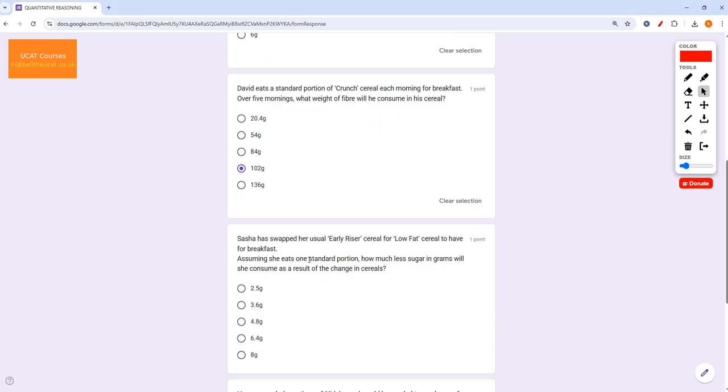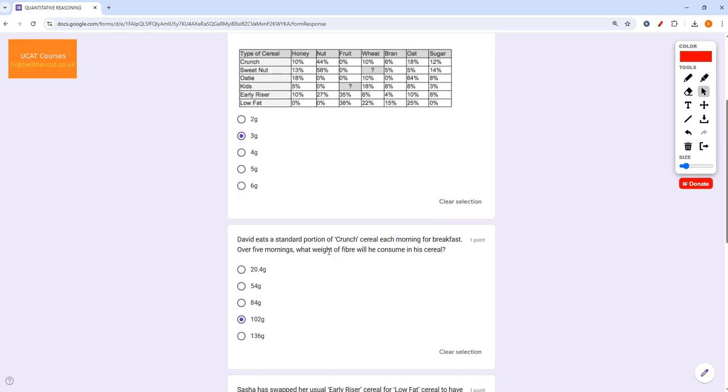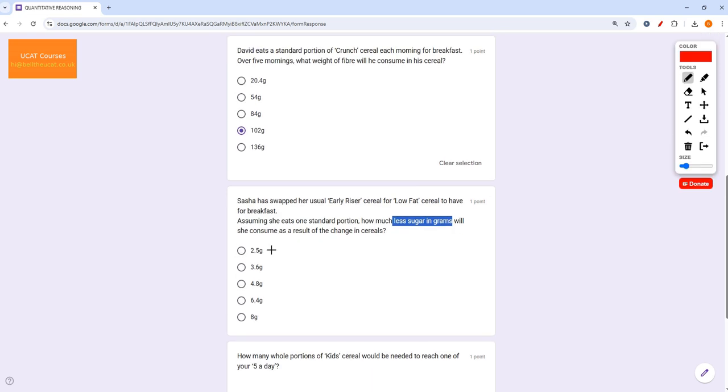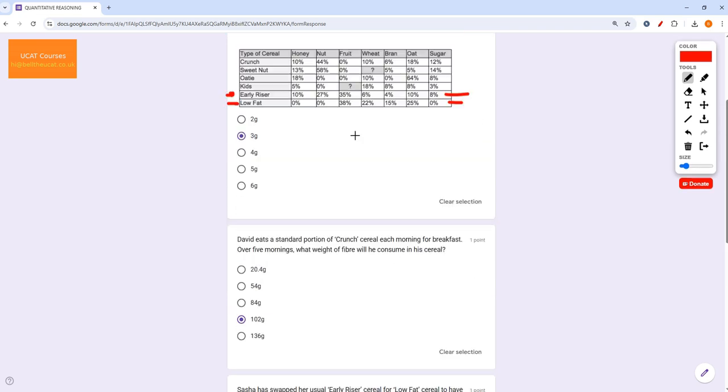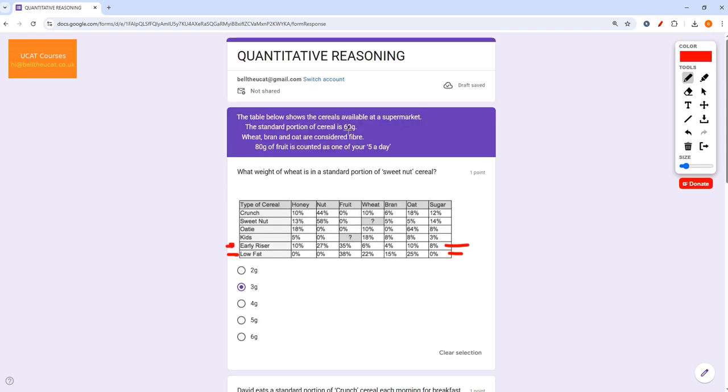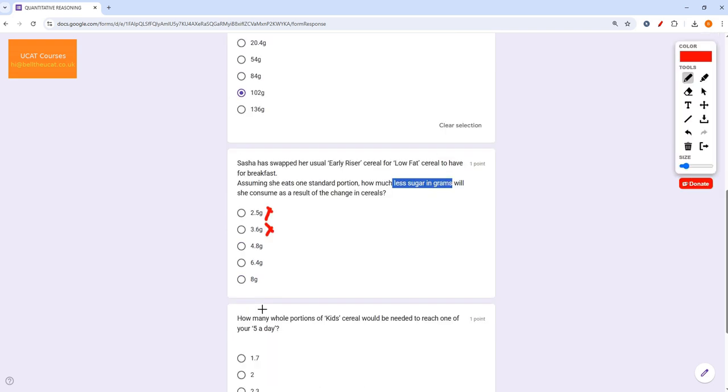Sash has swapped her early riser for a low fat for breakfast. How much less sugar in grams will she consume? Sugar went from 8% to 0%, so the saving is 8%. The answer has to be a multiple of 8. It can't be this, can't be this; could be one of these 3. 8% of 60, 48. 8 times 6, 48. There you go. That's another speed maths.